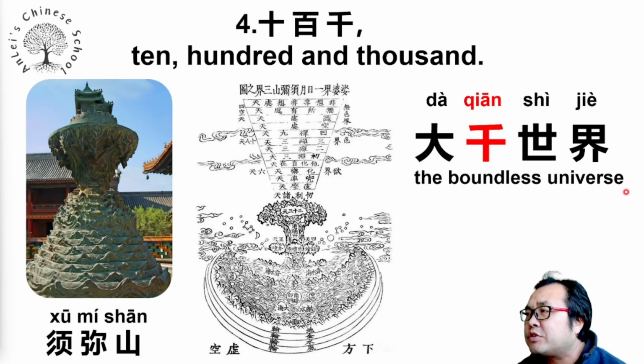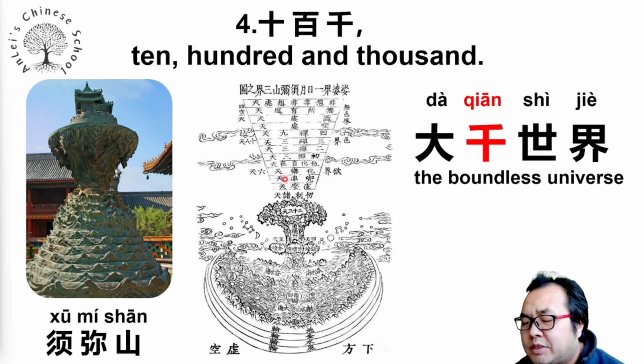大千世界, big thousand world. 世界, world, is a term from Buddhism. In Buddhism, it is said that Mount Sumeru is the center of the world. It was surrounded by 4 continents, 9 mountains, and 8 seas, and this was considered one small world.